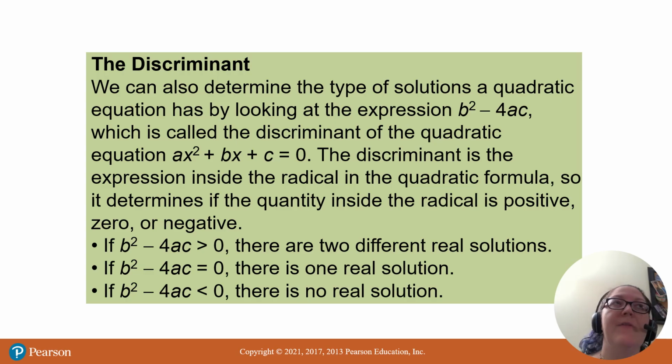Now, if that discriminant happens to be equal to 0, then there's only one answer, and that's going to be the negative b over 2a part, because there's no plus or minus, since it's plus or minus 0. So it's only the negative b over 2a, which means there's only one answer there.